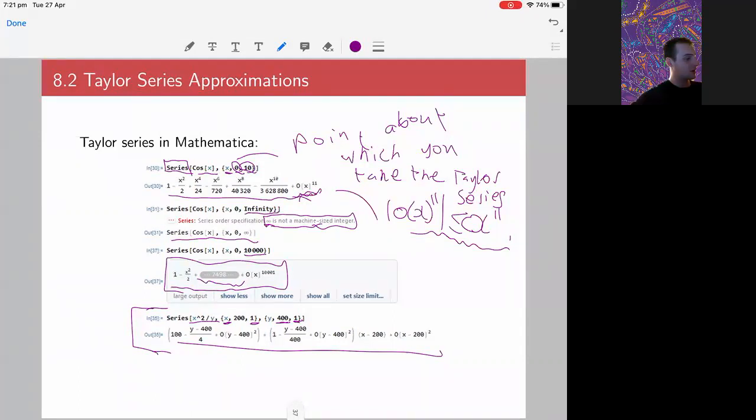Okay. So any questions on Taylor series there before we move on to multivariable functions?